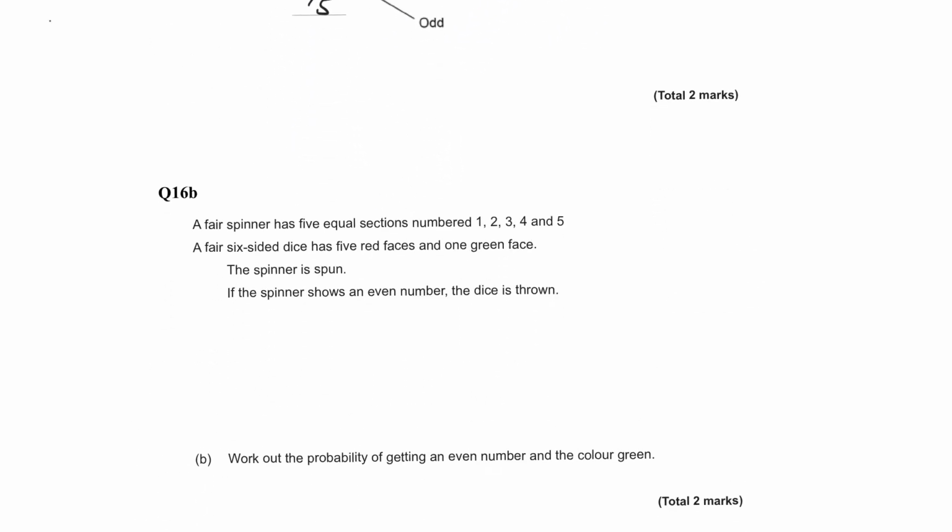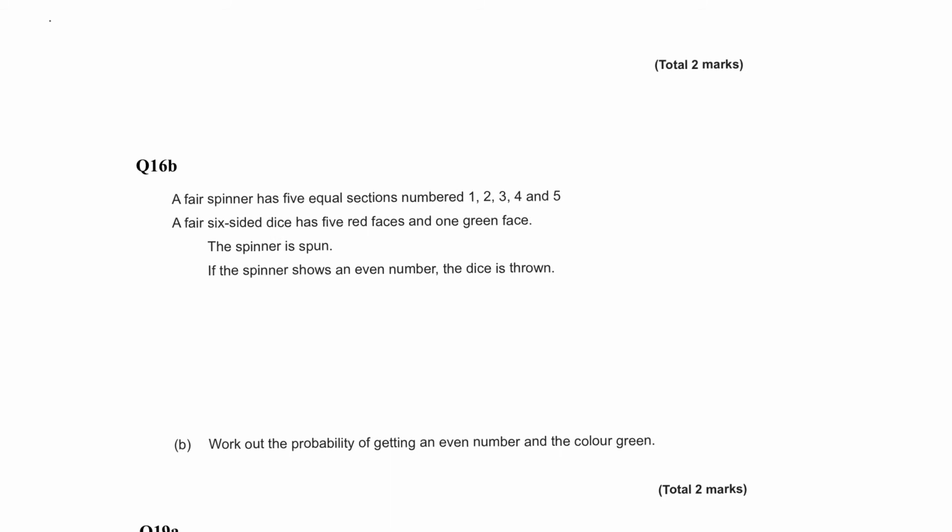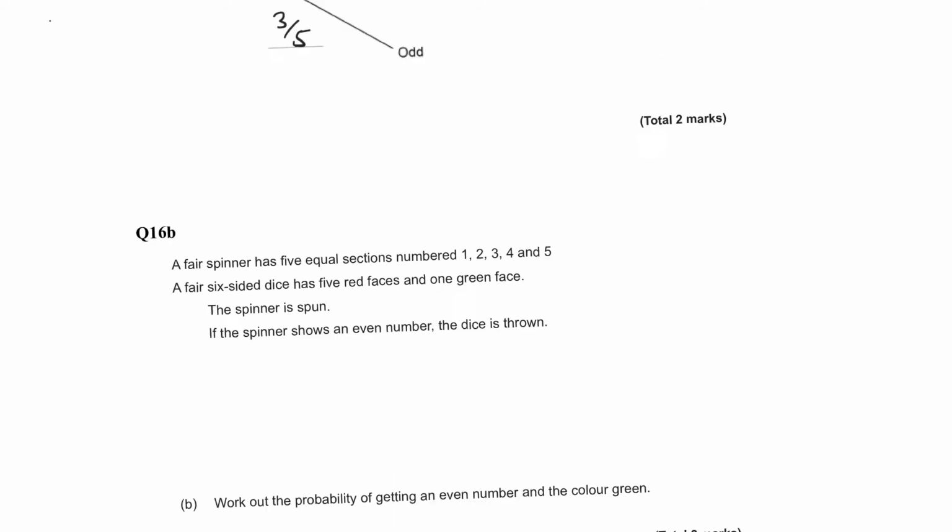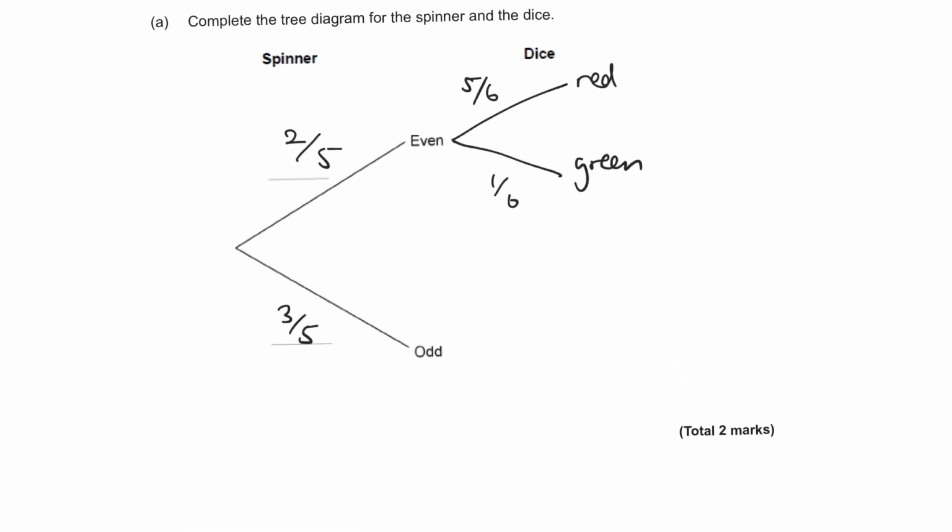Then it's again a follow-up question, and it says work out the probability of getting an even number and the color green. So let's have a look. The probability of even is 2 out of 5. The color green is 1 out of 6. So you'd have to multiply them together, which would leave you with 2 out of 30, because remember when you multiply fractions, you multiply the two numerators together, then the two denominators together. Simplify this fraction, so divide both top and bottom by 2. That should give you 1 out of 15.